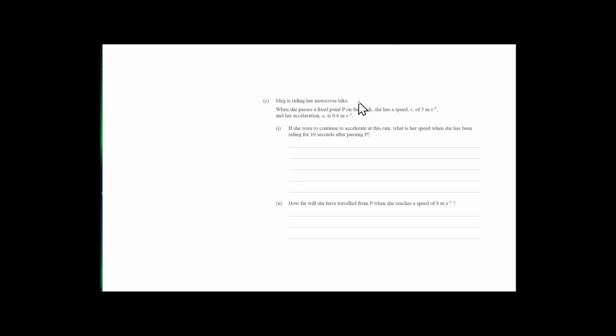Okay, Meg is riding her motorbike, her motocross bike. She passes a fixed point P on the track. She has a speed of 5 meters per second. And her acceleration a is 0.6 meters per second squared. If she were to continue to accelerate at this rate, what is her speed when she has been riding for 10 seconds?